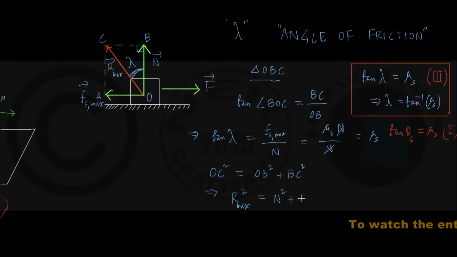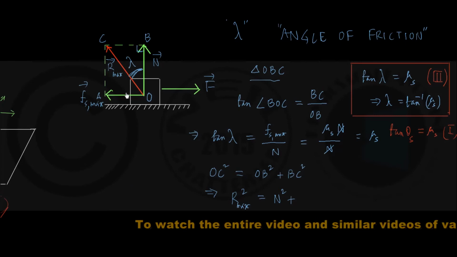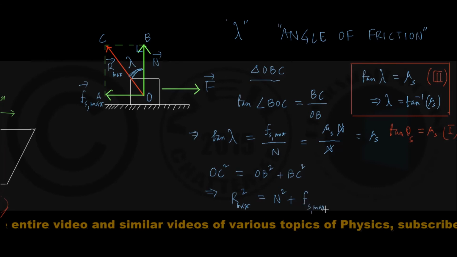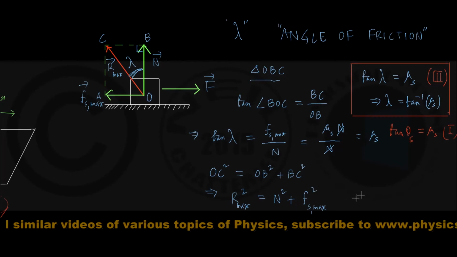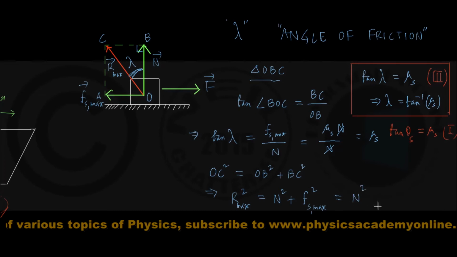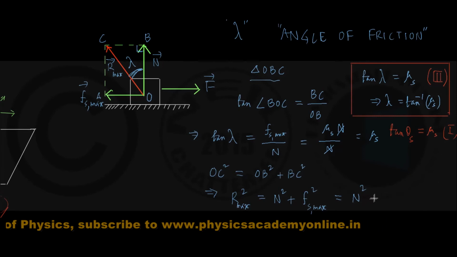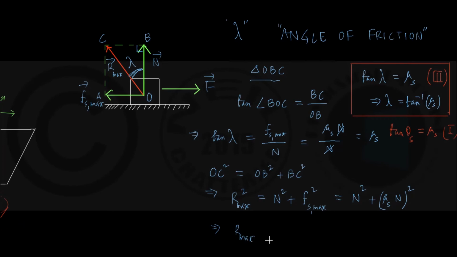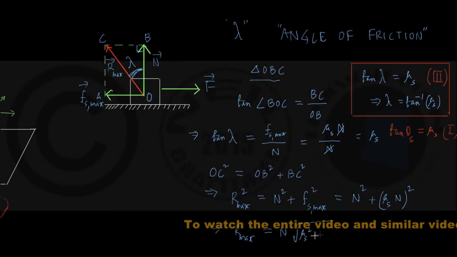Now BC is same as OA. Yes, BC and OA are equal in length because they are the opposite sides of a parallelogram or rectangle in this case. So BC is same as OA, and that is equal to Fs max. So N square plus Fs max, of course the limiting frictional force, Fs max square. Writing further, we can write this is N square, recalling the fact that Fs max is nothing but mu s into N, so writing Fs max as mu s into N whole square, where mu s is the static frictional coefficient. You can eventually show that the value of R max, the total contact force maximum value, is equal to normal force multiplied by square root of mu s square plus 1.